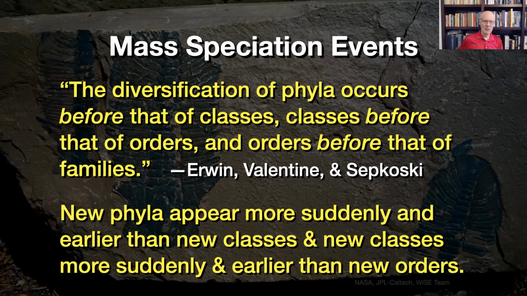Interesting thing here is both Irwin and James Valentine are committed naturalists. They're not theists, they're non-theists, yet they claim in their book that we have to be true to what we see in the fossil record. And what the fossil record tells us is that the phyla show up first. New phyla show up before the new classes. They show up more quickly and more suddenly than the new classes. And we see that the new orders show up after the appearance of the new classes. And so it's the exact opposite of what we see from a naturalistic perspective.